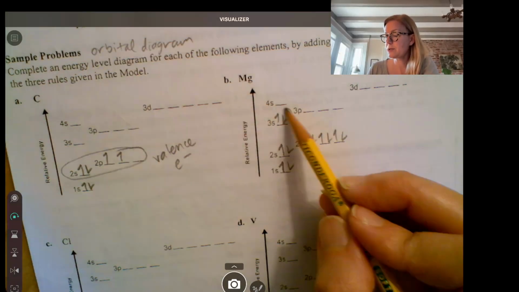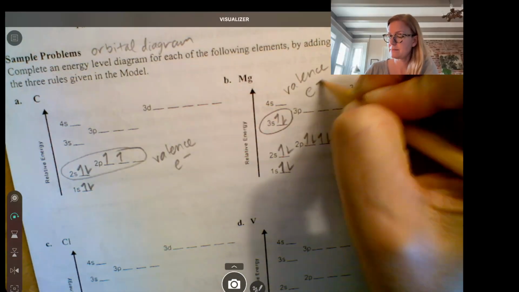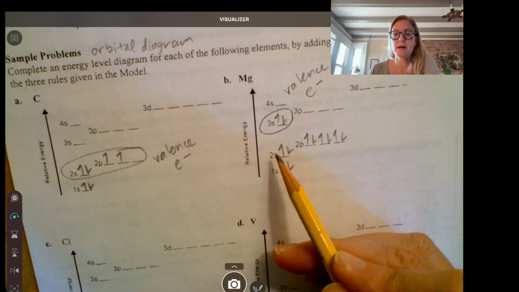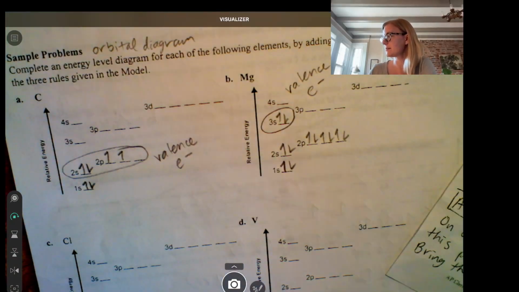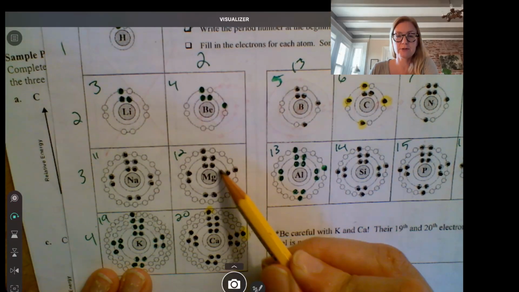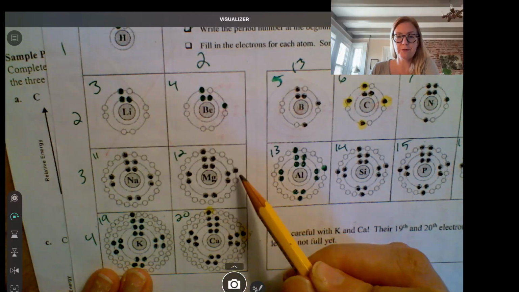Okay? I want you to circle the ones in the third energy level. Those are the valence electrons. So it has 2 in the first, 8 in the second, and 2 in the third. Okay, and if we look at this Bohr model, that's exactly what we had here. 2 in the first energy level, 8 in the second energy level, and 2 in the third energy level.